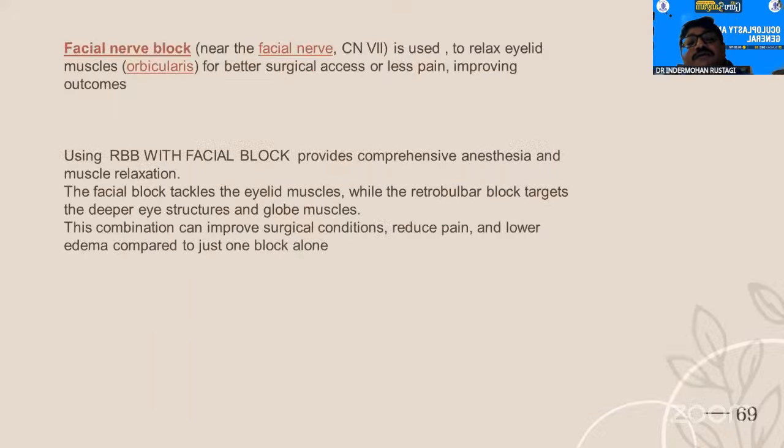Facial nerve block, this is called the 4 blocks, and it is just to supplement the retrobulbar block and to relax the eyelid muscle for better surgical access and less pain, so that the patient doesn't squeeze during the surgery. It is a supplement with retrobulbar anesthesia. It gives you comprehensive anesthesia and proper lid relaxation. It tackles the eyelid muscles while the retrobulbar block targets the deep structures. That is how in combination both these blocks work.